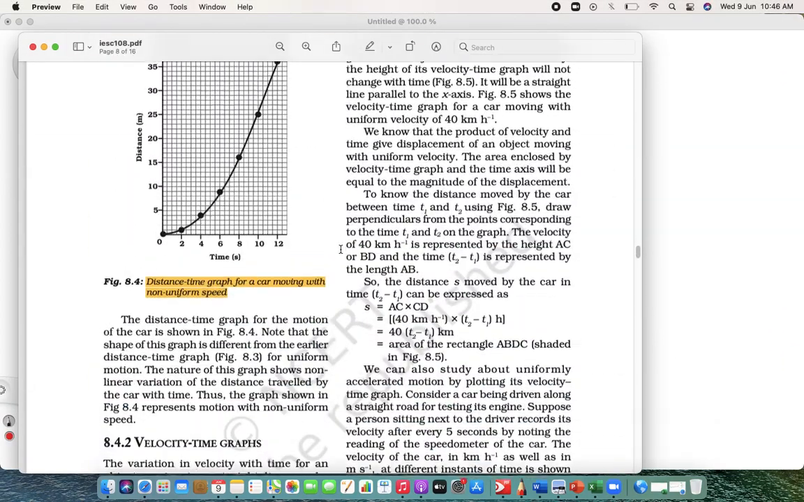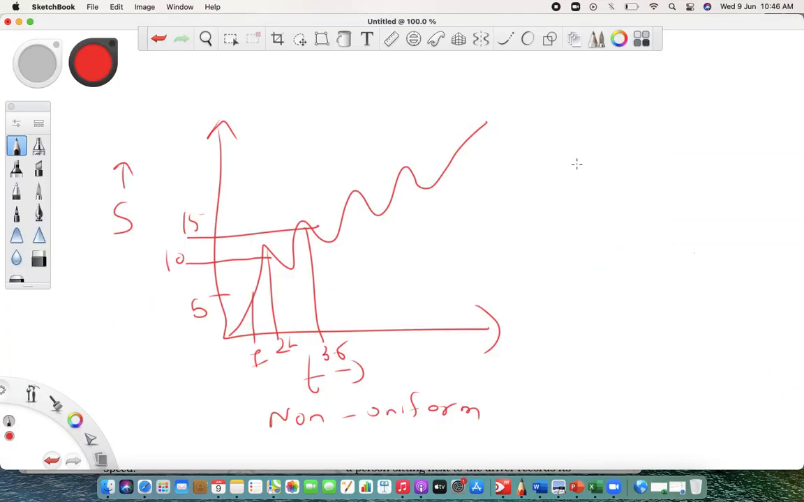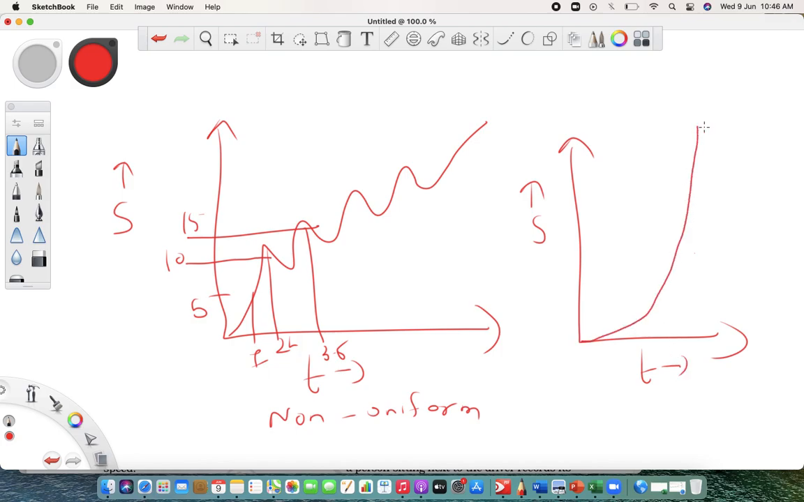Let me show you here. Okay, so now let's say this is one more graph. Here I'm going to show you a distance versus time graph, but here if you see, it is going like this. The distance is increasing, right? If you see, it is increasing.